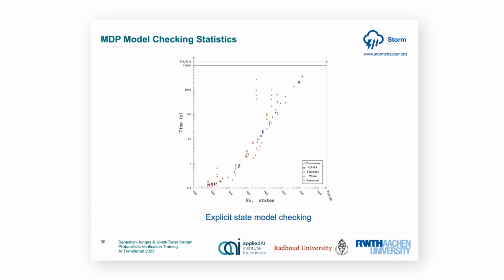Good. Here are some statistics for Storm to do model checking. This is explicit state, so we do not use any symbolic techniques in this curve. It's really about solving these linear inequation problems iteratively. And here again, you see on the x-axis the number of states, log scale, and the runtime in seconds, also log scale. And also here, you see that 1 million or 10 million states can be dealt with in 100 up to 1,000 seconds.